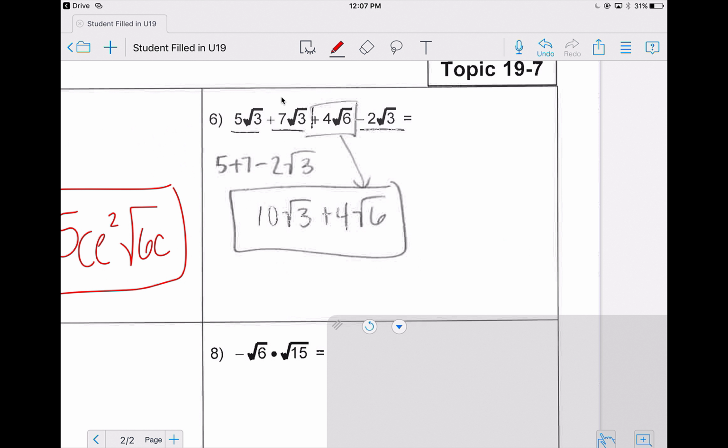So I have 5 square roots of 3, adding 7 square roots of 3, taking away 2 square roots of 3. So 5 plus 7 minus 2 is 10 square roots of 3. And then the 4 square roots of 6 had nothing to change it, so it just gets rewritten at the end. So 10 square roots of 3 plus 4 square roots of 6 is my answer. Remember that if you get an ugly decimal, you cannot write the decimal as your answer. You must simplify.